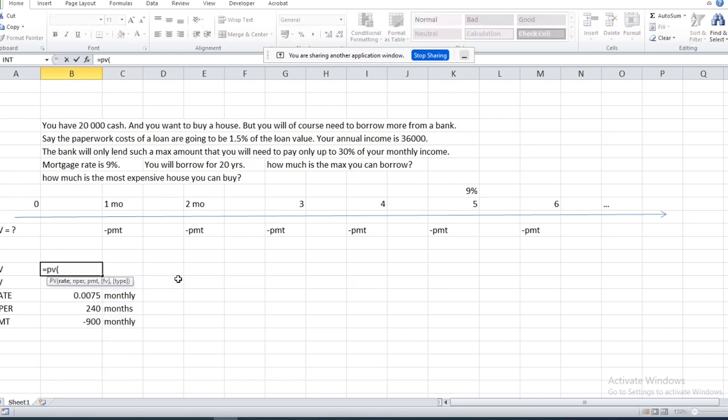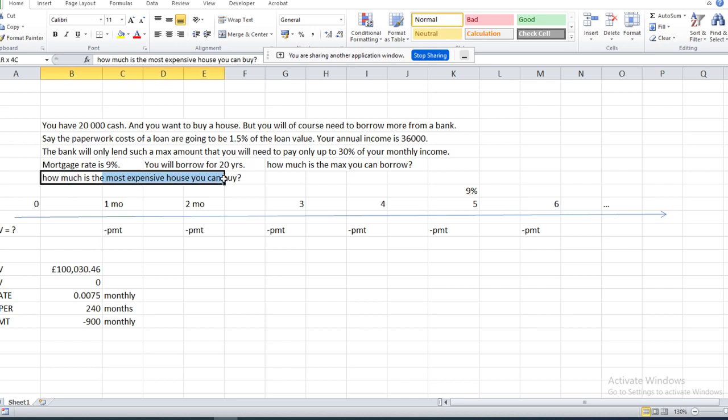Equals PV, open the brackets, rate, NPER, PMT, FV is 0, and it's a regular annuity or ordinary annuity. BAM, the maximum amount I will be able to borrow from the bank is $130.46. Okay, but how much is the most expensive house that I can buy? Because I have my own cash as well.